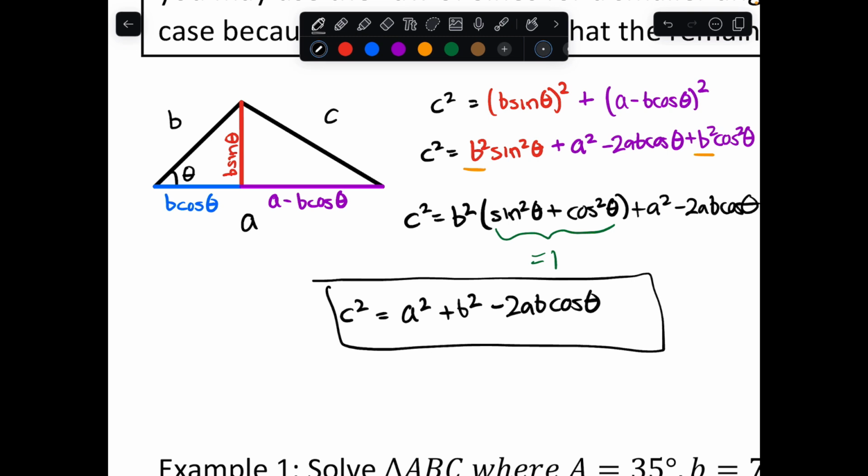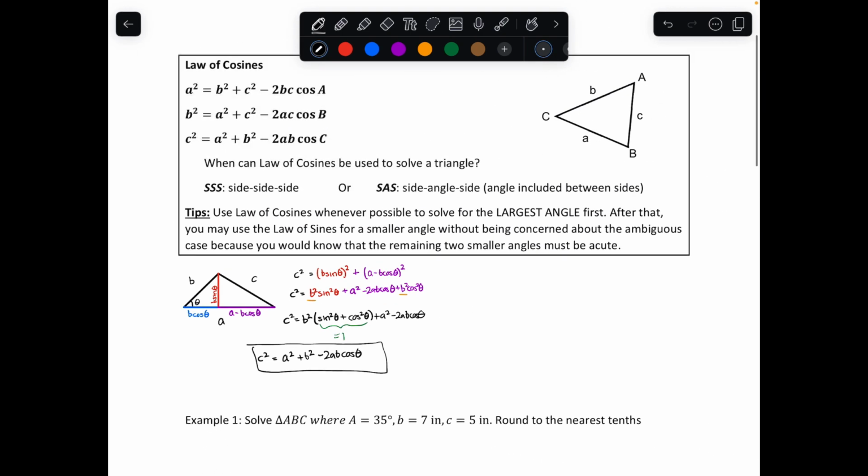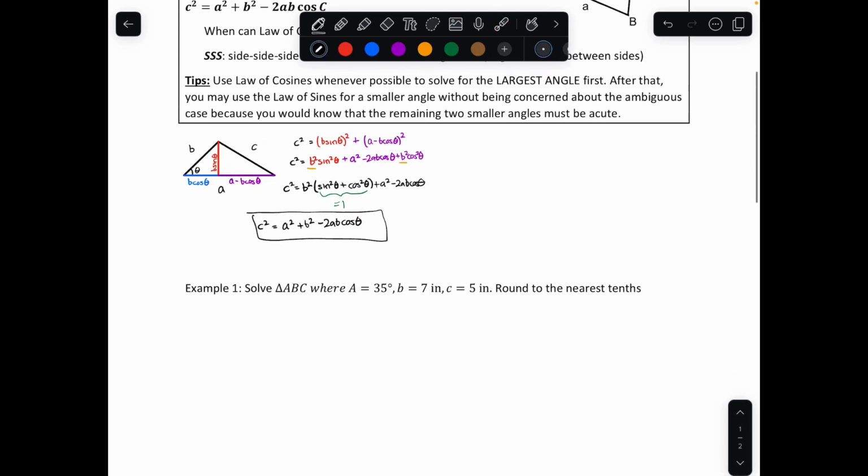Now, before we move on, let's check out a tip to using the law of cosine. Whenever you're using the law of cosines, if it's possible, try to find the largest angle first. So we should try to find the angle corresponding to the largest side. Once you've used the law of cosines to solve for that largest angle, then you can go ahead and use the law of sines without a worry in the world, because you're not going to get that weird ambiguous case where you might have two triangles. So with that, let's move on to number 1.